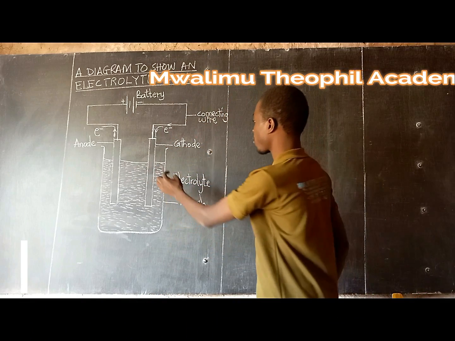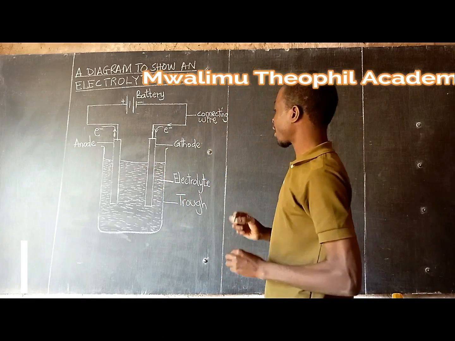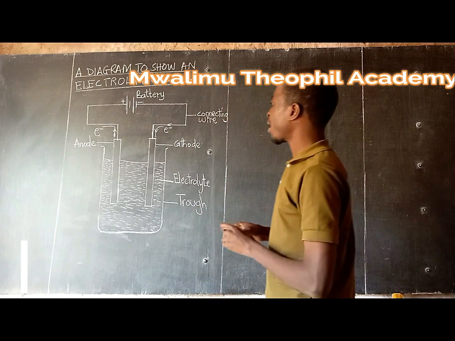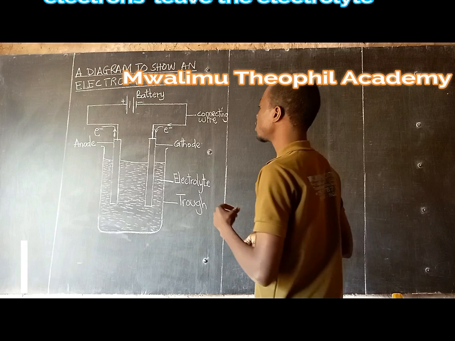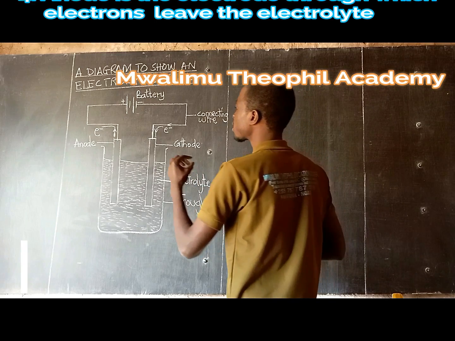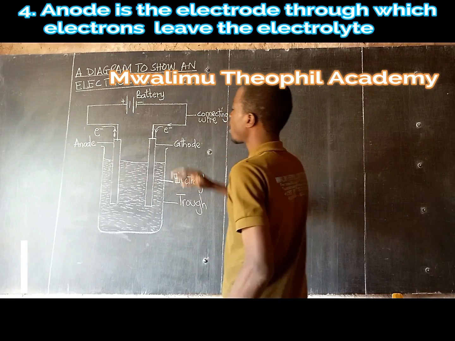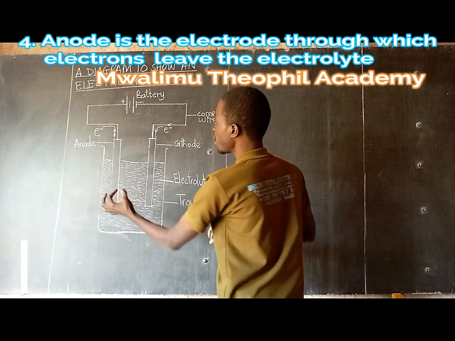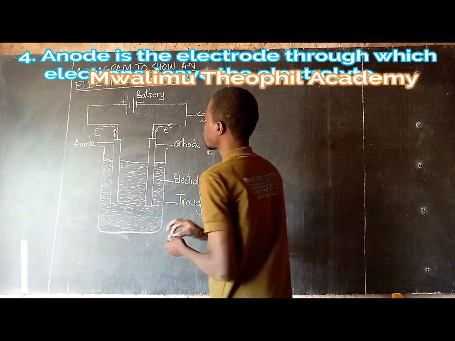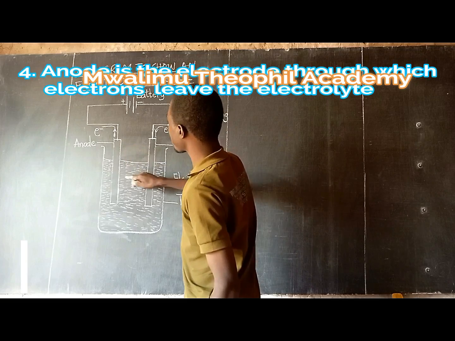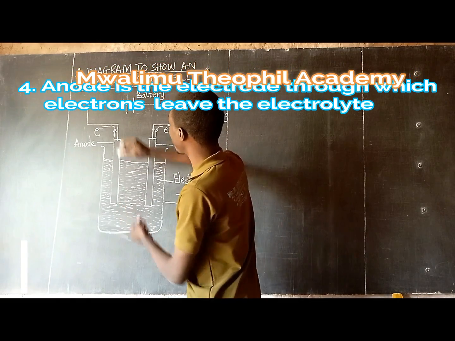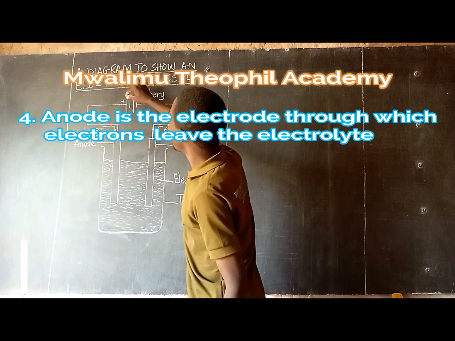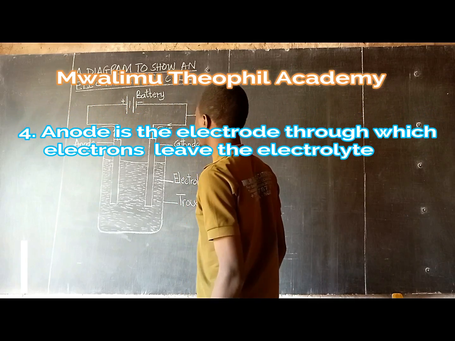Also, apart from cathode, we have another electrode which is known as anode. You may see it here, anode. We say anode is an electrode through which electrons leave an electrolyte. You may see from anode here, it is where electrons leave an electrolyte as they are moving upward, again towards the positive terminal of the battery.